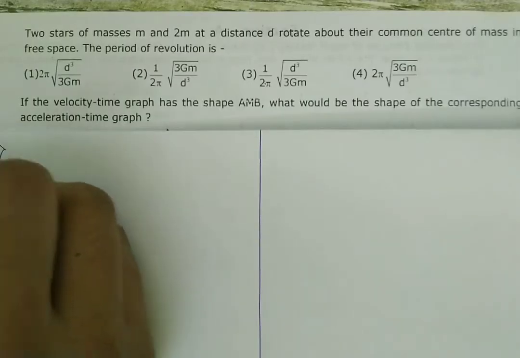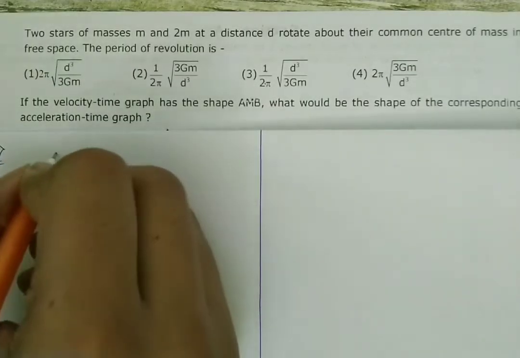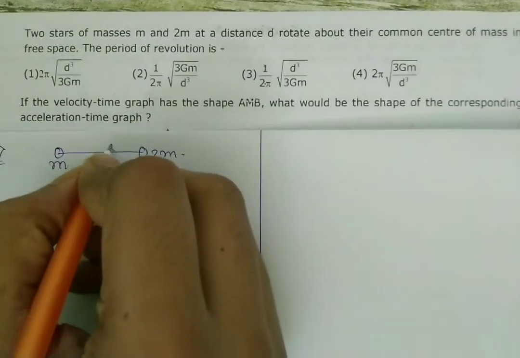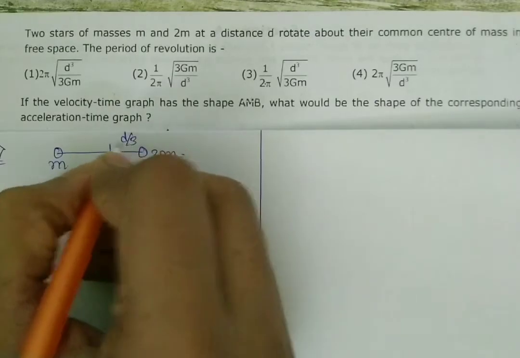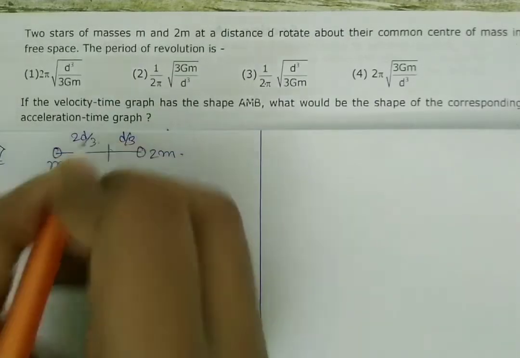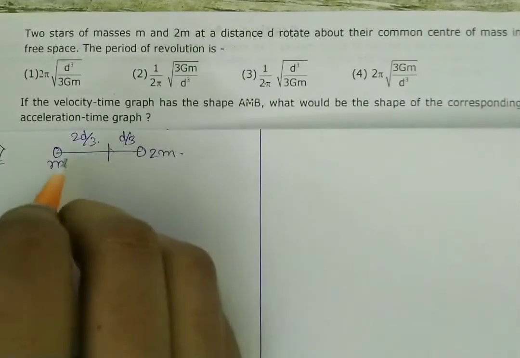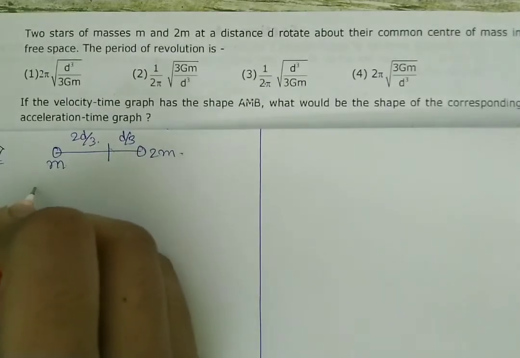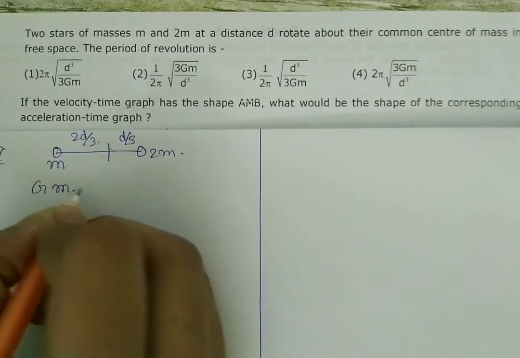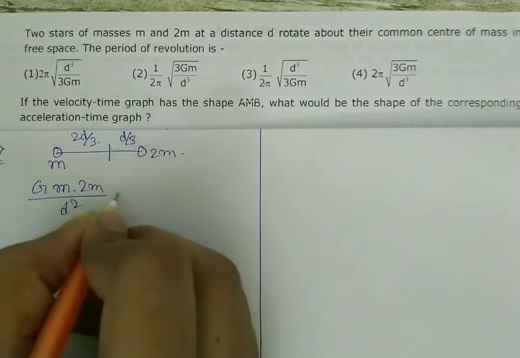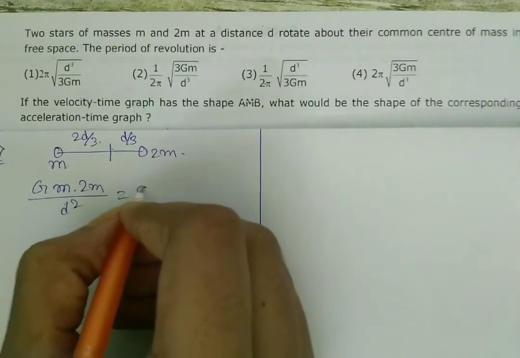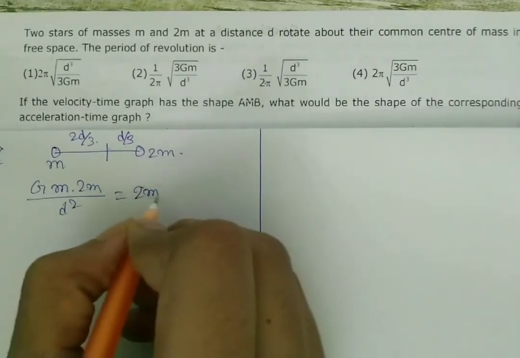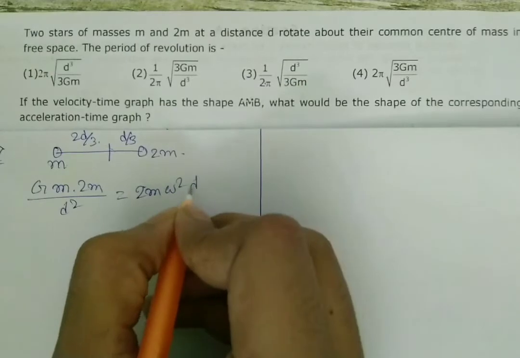Question number 7 is the fundamental question of a binary star system. So we can say this is 2m and this is m. This distance will be d by 3 and this is 2d by 3. In this case, the centripetal force and the gravitational force between them will be equal. So gravitational force G into m into 2m by d square will be equal to the centripetal force, that is 2m omega square r. So m omega square into r, that is d by 3.